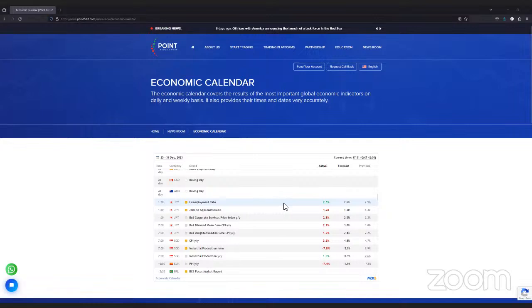When it comes to unemployment, higher numbers are very bad for the economy. Lower numbers are very good for the economy. So it depends on the release itself. Just keep this in mind, because this is not going to be an ultimate rule to follow. Higher numbers don't mean in general that they are good. Lower numbers don't mean in general that they are bad. Okay, it depends on the release itself.